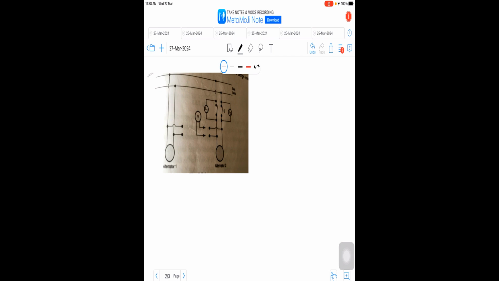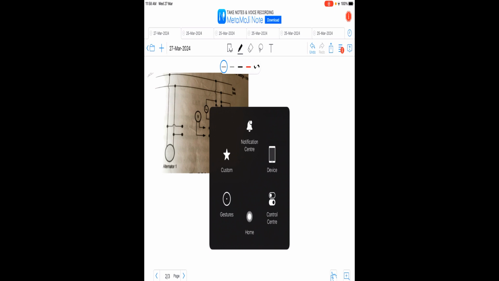So this is how the two techniques are utilized in order to achieve synchronization. Hope you understood. Thank you.